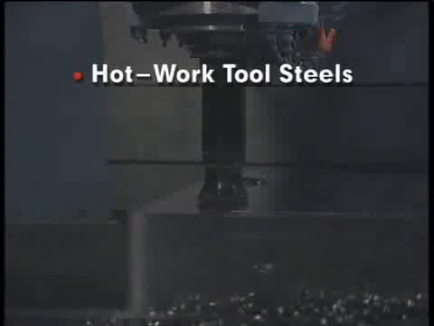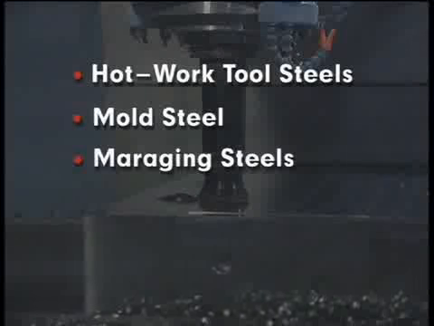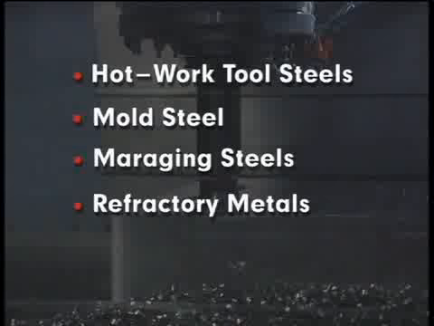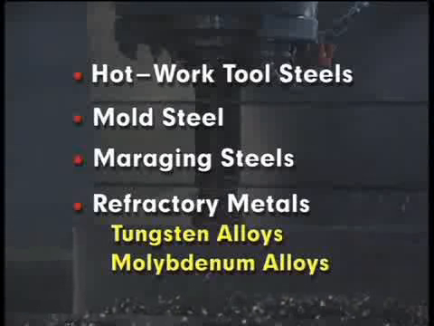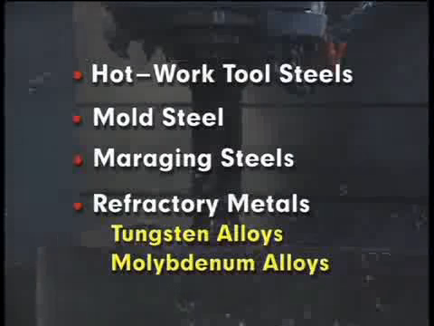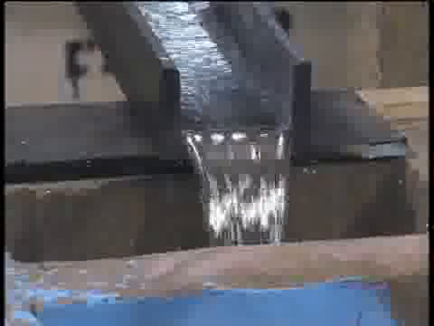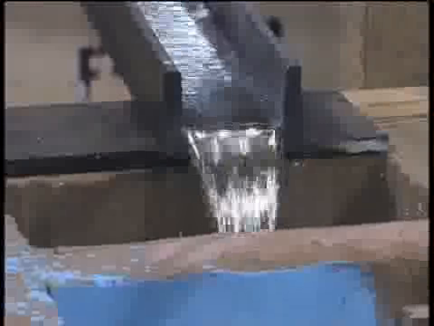Dies are usually produced from hot work tool steels, mold steel, maraging steels, and to a lesser extent, refractory metals such as tungsten and molybdenum alloys. All tooling materials are noted for high hot strength and high temperature wear resistance. Dies are usually made by machining from blocks of wrought metal, but they also can be cast and machined.